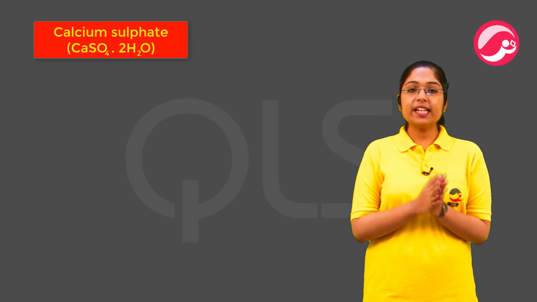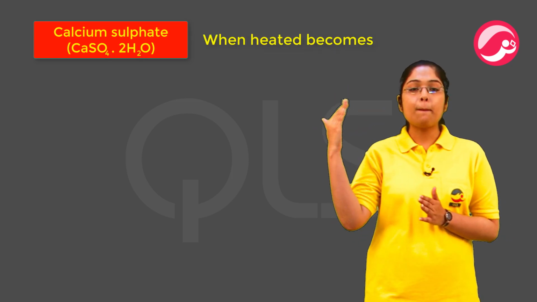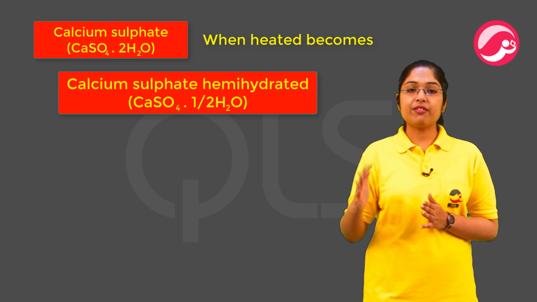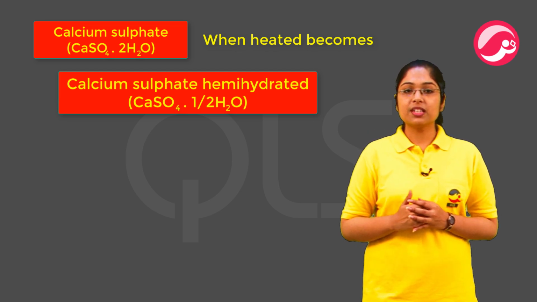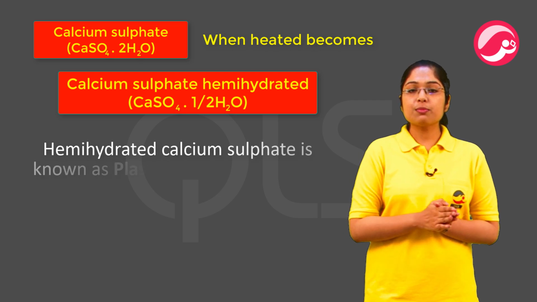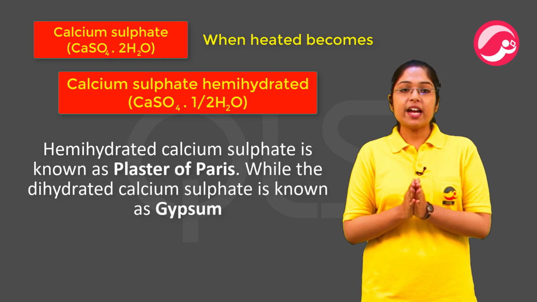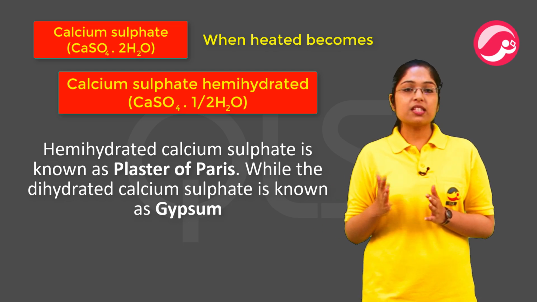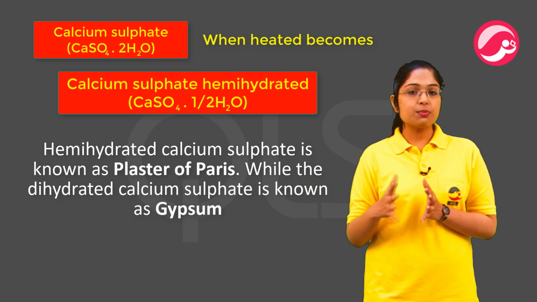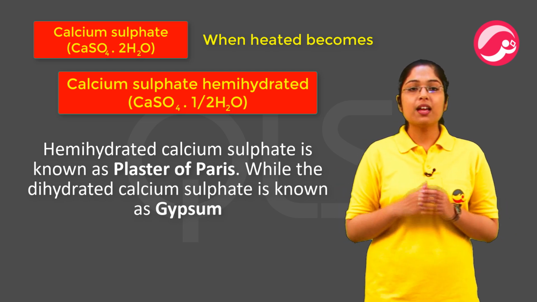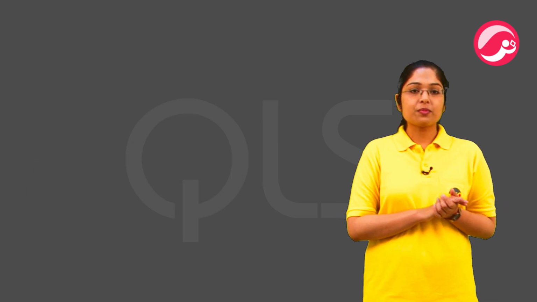Calcium sulfate, when heated above 100 degrees centigrade, becomes calcium sulfate hemihydrate. Hemihydrated means आधा. This hemihydrated calcium sulfate is known as plaster of Paris. The dihydrated calcium sulfate is known as gypsum. जो dihydrated calcium sulfate था उसे हम gypsum कहते हैं और hemihydrated form को हम कहते हैं plaster of Paris.